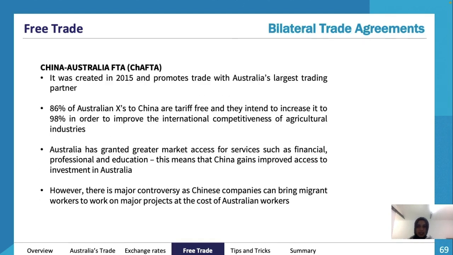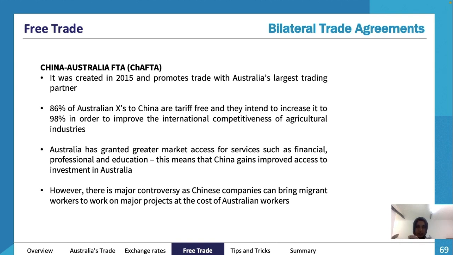So we'll go through some examples of bilateral trade agreements. The first one we have is the China and Australia Free Trade Agreement. This was created in 2015 to promote free trade. So 86% of Australia's exports to China are tariff-free, and they intend to increase it to 98% in order to improve international competitiveness. There has, however, been a little bit of a problem in recent times between China and Australia and their trading relationship, I guess at the back end or at the start of COVID.